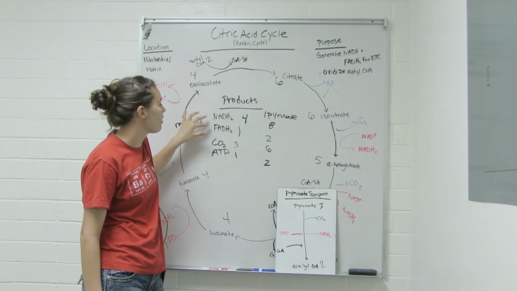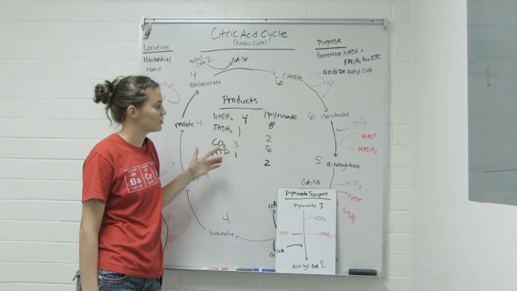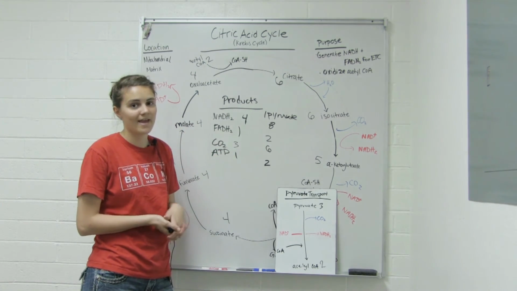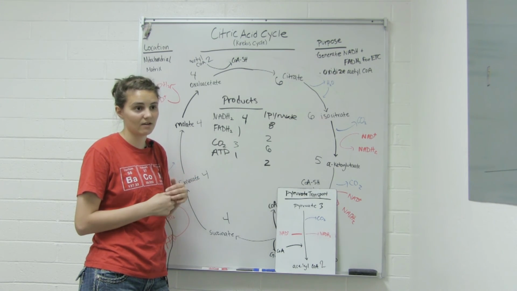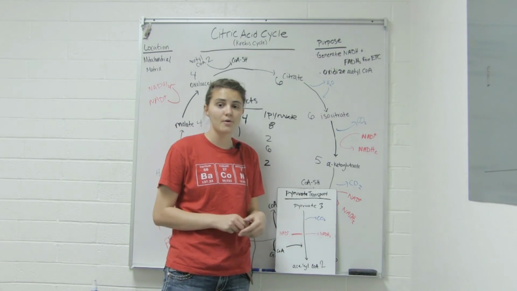But now we have all this NADH2 and all this FADH2 that we can send to the electron transport chain, where it can now be used to generate a whole bunch of ATP via oxidative phosphorylation. So I'll go more into oxidative phosphorylation in another video.